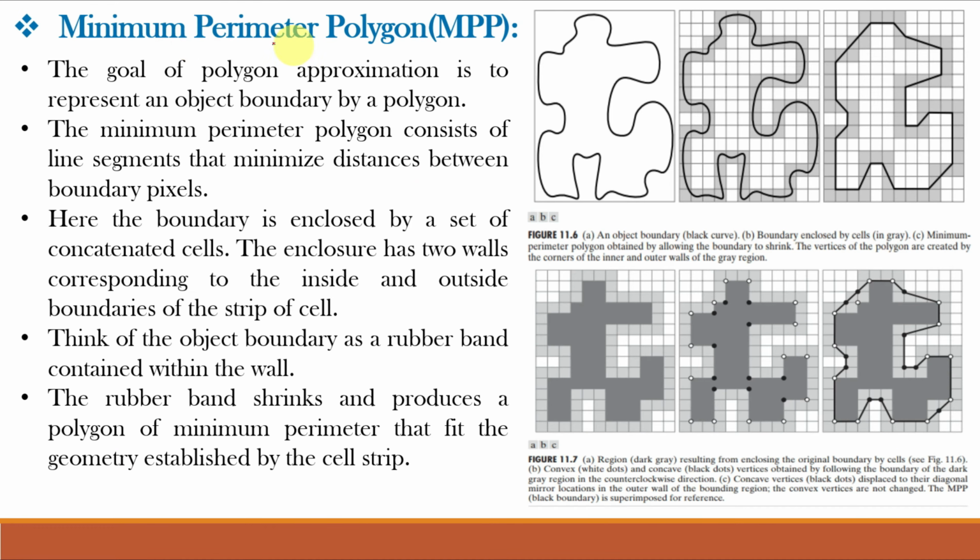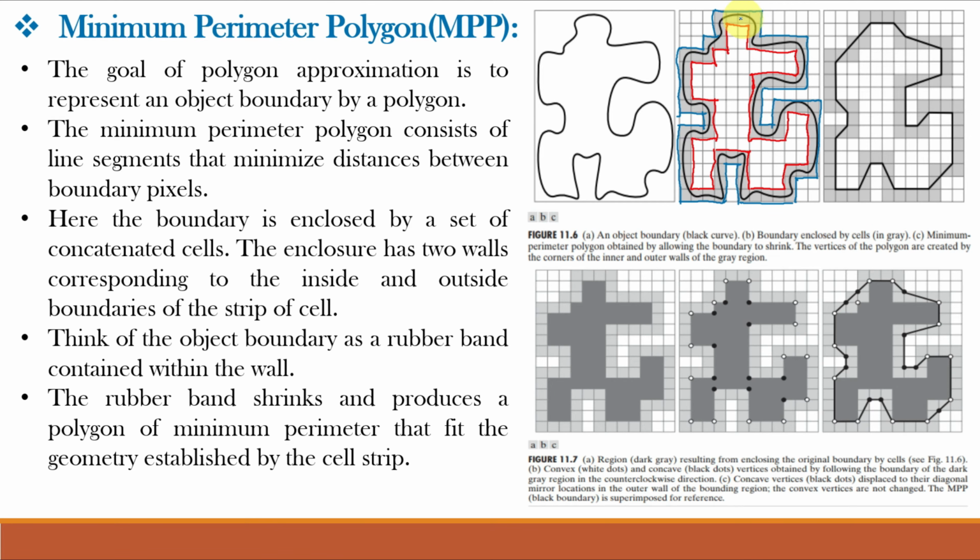Let us understand minimum perimeter polygon or MPP in detail. Say we have an object boundary like this. In this B image, a grid is superimposed on this boundary. In this B figure, we are finding a group of cells that enclose this boundary completely, which is shown using these gray cells. Now this boundary will have two walls, the inside wall and the outside wall. This is the inside wall and this is the outside wall.